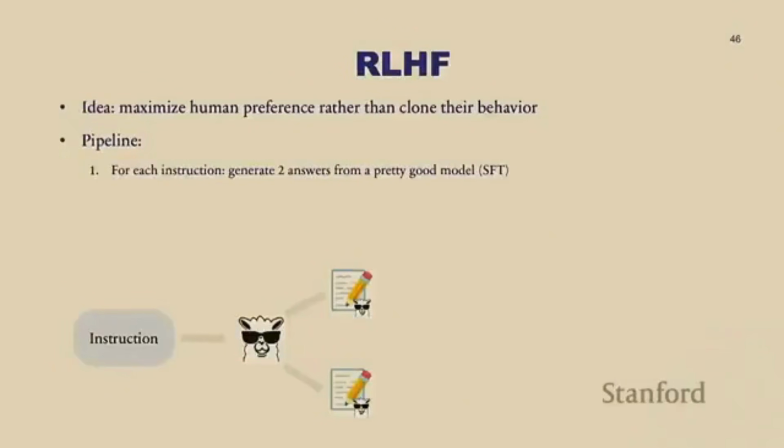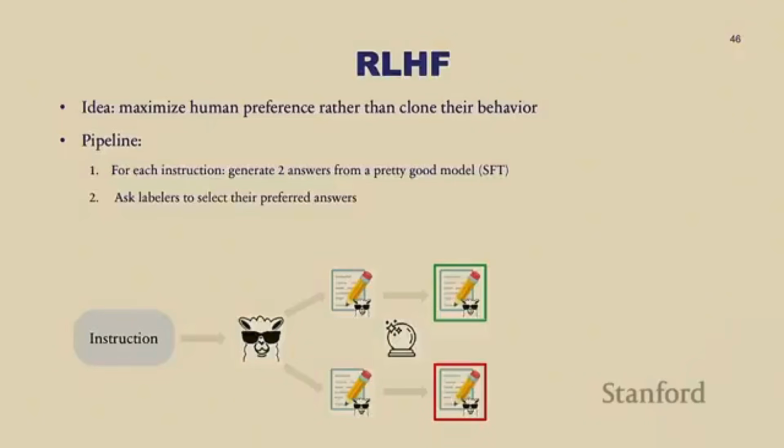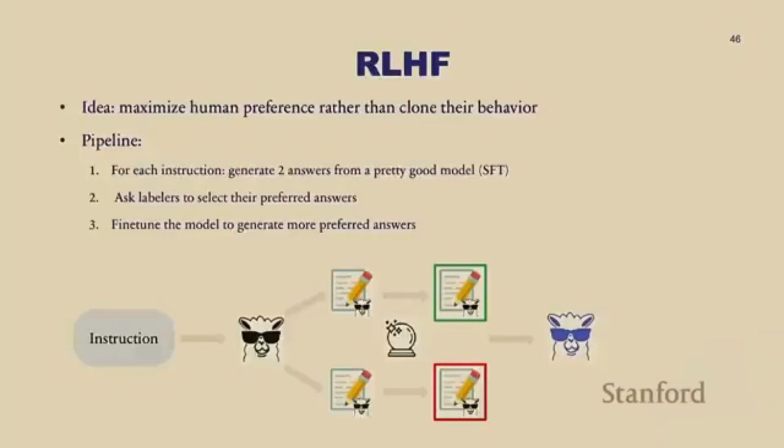And usually you use a pretty good model, so usually you don't use an LLM here, you use an SFT fine-tuned LLM already to give pretty good answers. And then you ask labelers which of these two answers was better. So select the preferred one, and then with different types of algorithms, we're going to talk about the algorithms, you just fine-tune the model to generate more of the green thing than the red thing, so more of the good stuff. So now the question is how, and we're going to talk about that right now.